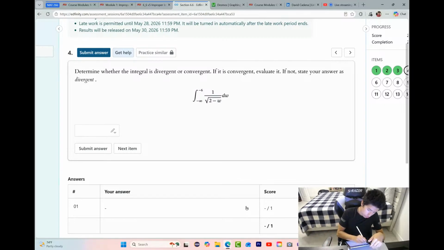Perfect. Same question, different problem. A different variable, w. Let's go. So this is interesting because the form of the problem is different than the one we did last time.